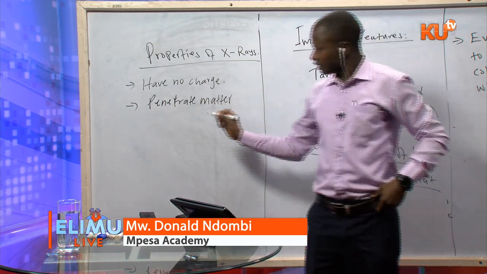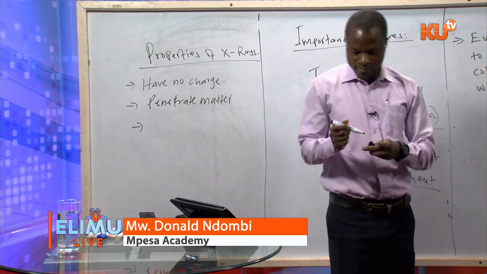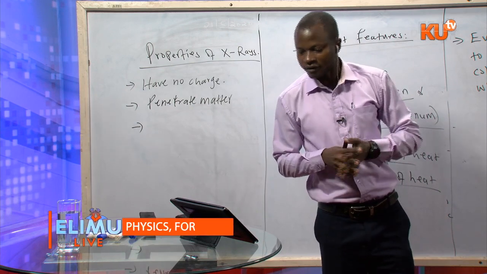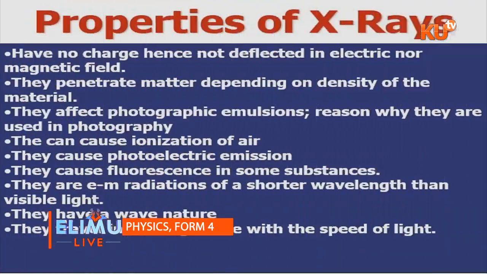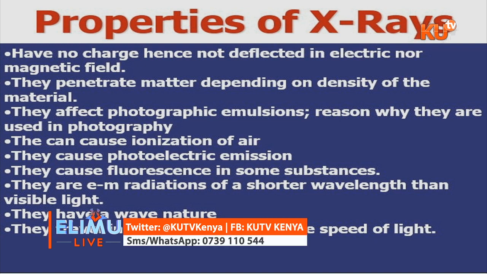Then another one, the reason why we use X-rays in photography is that they affect photographic emulsions. That means if you focus X-rays on a photographic paper, they can make a picture for you. You've seen someone coming from an X-ray operation with a very big film, because of the property of X-rays which affect what? Photographic emulsions. That is why we use them in photography.